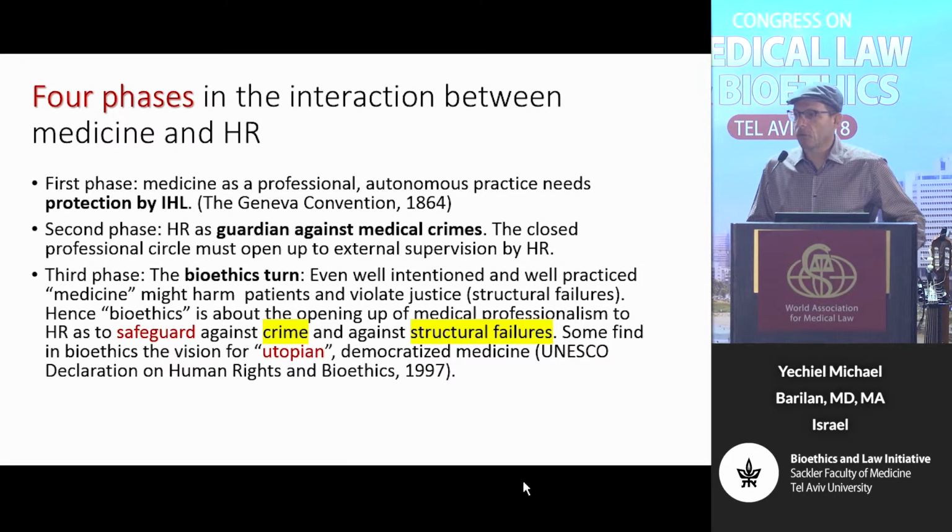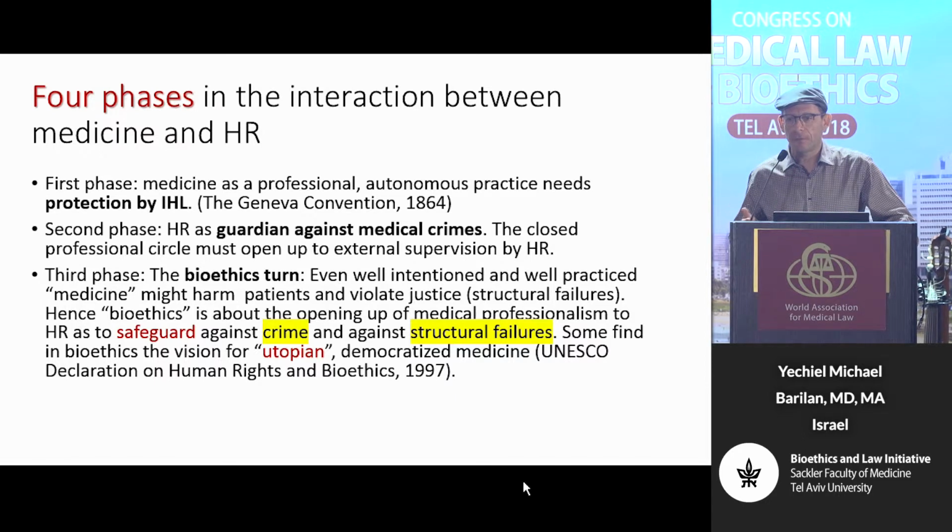The third phase, I'll call it the bioethical turn. We know, as said before, bioethics, the discourse developing in the 60s and mainly from the 70s, has to do with the reaction to medical abuses, but not only. The key insight of modern bioethics is that we don't need Nazi doctors and Nazi regimes in order to abuse patients. Even well-intentioned and good-hearted doctors with excellent medical technology can still harm patients.